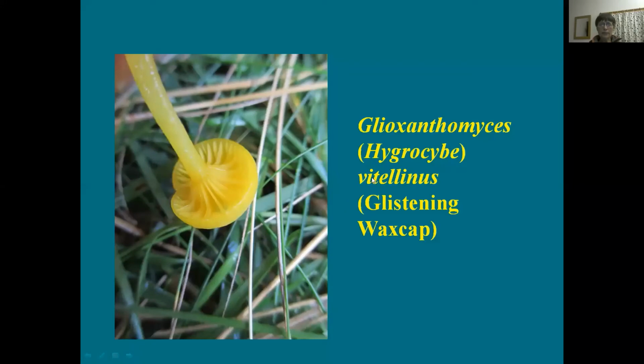Right, this is the glistening waxcap. This is another one with a viscid gill edge, decurrent, and a layer of gluten on the stem, and lovely viscid cap and stem, but this time it's in beautiful orange, yellow.